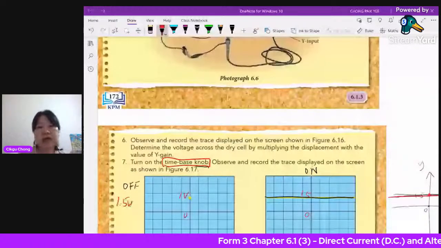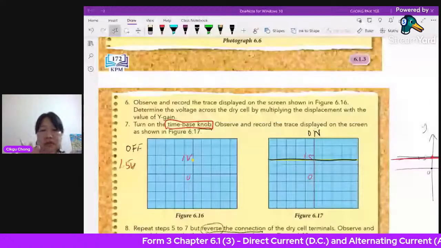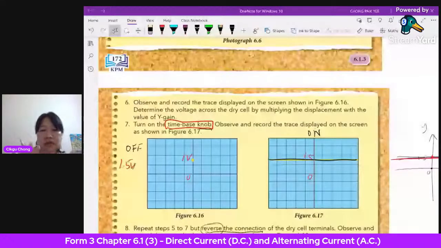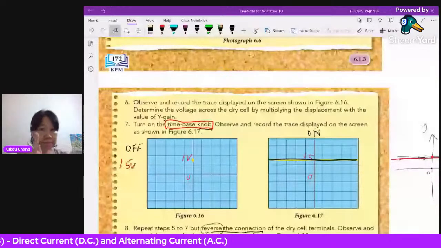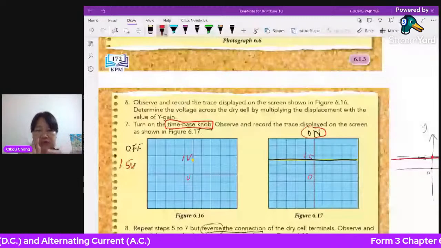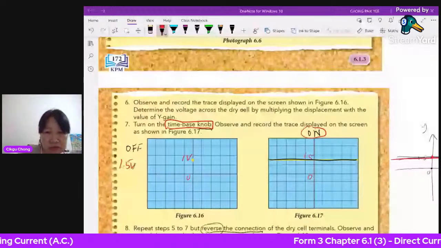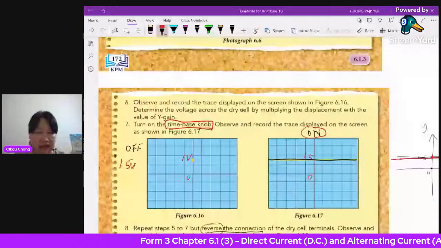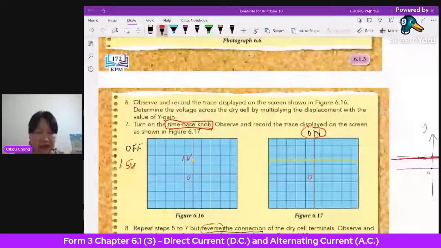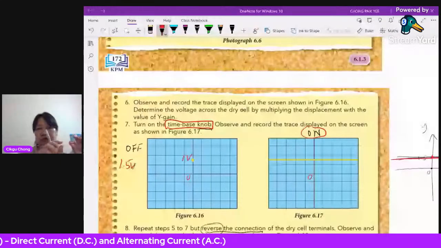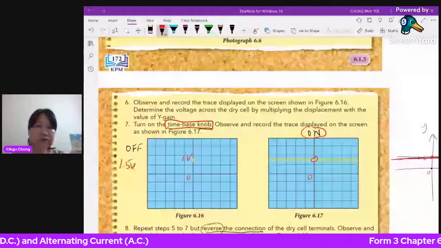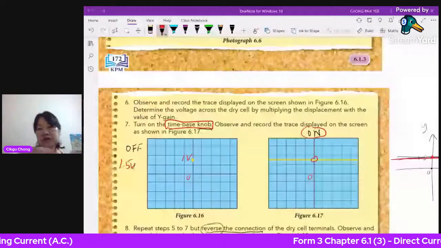All right, now next, you repeat, but now you switch on the time-based knob. When you switch on the time-based knob, you will see basically the same position. Your dot is still up there, 1 volt, but now it becomes a line. It became a line because you pull it. It's just like you make the graph longer, that's all. You just pull it, so you're going to see one line.